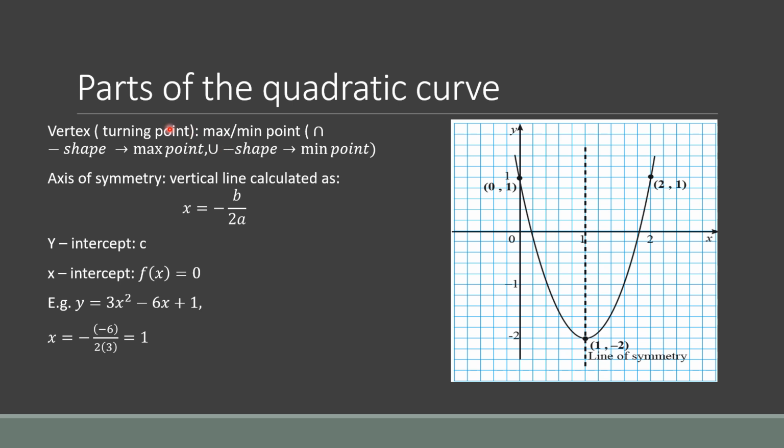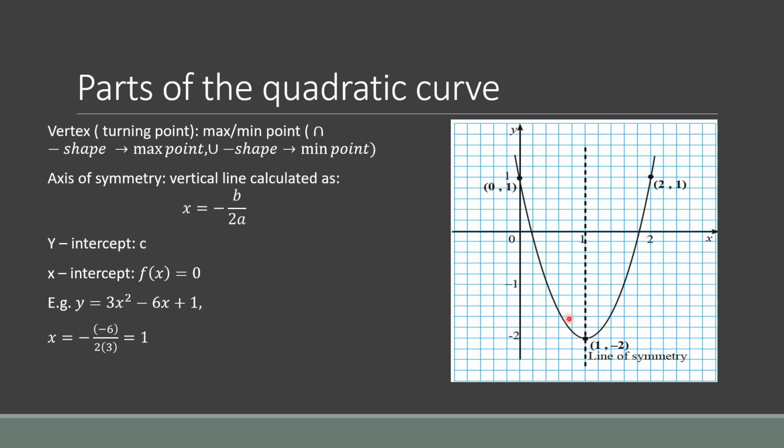The turning point is also known as the maximum or the minimum point. And we have the n shape, or the maximum point, and the U shape, which is the minimum point. That is what we need to take note of. So for this particular graph, it is in the form of a U, facing the positive y-axis. So for this graph, its coefficient of x squared will be positive.